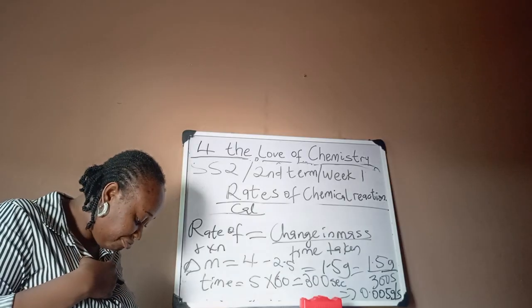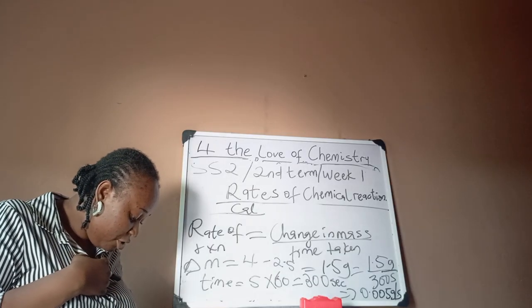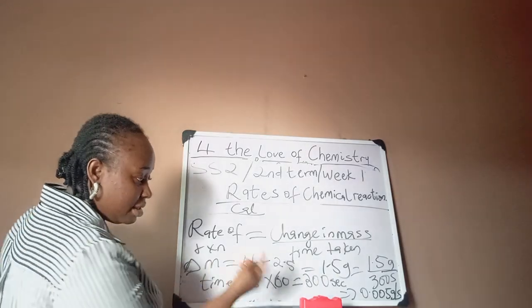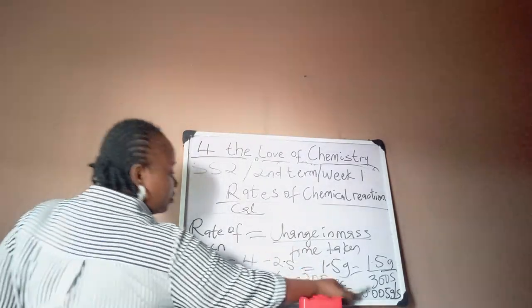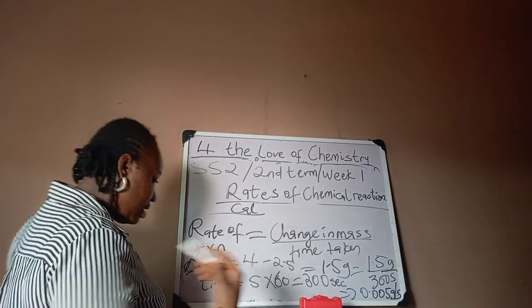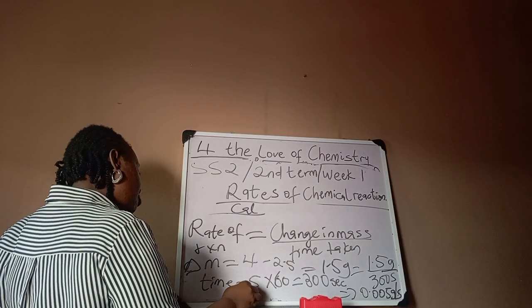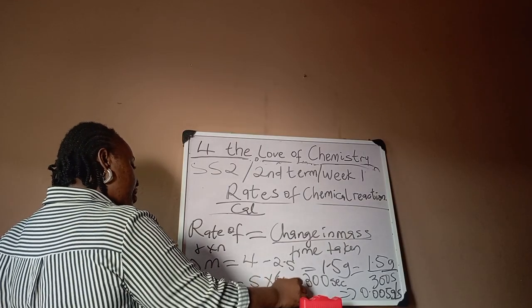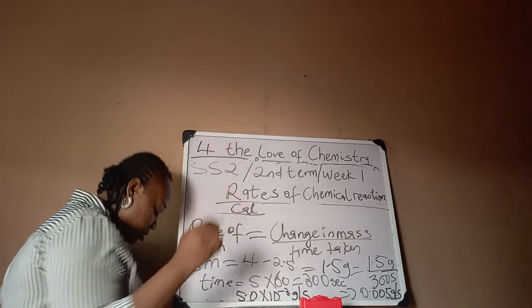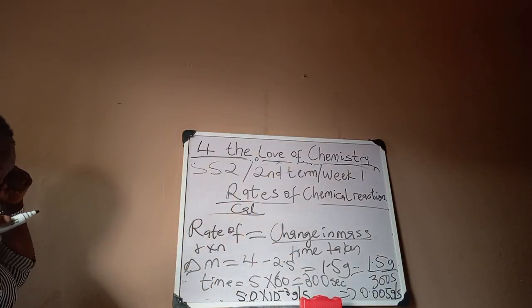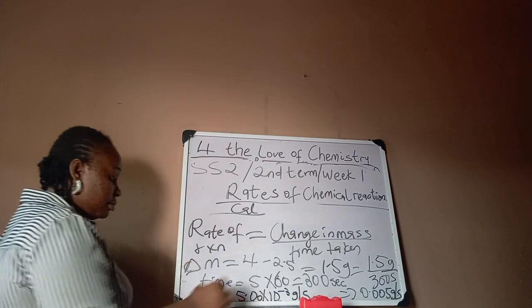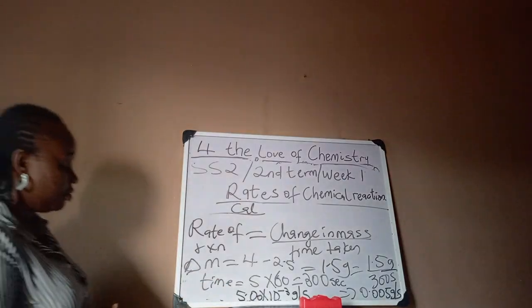Alright, so then we change to 3 significant figures because that's the standard. Anyway, it's in 3 significant figures: 1, 2, 3. Or you can do 5.0 times 10 raised to power minus 3 gram per second. 3 significant figures, 5.00, sorry. 3 significant, 5.00. Okay.